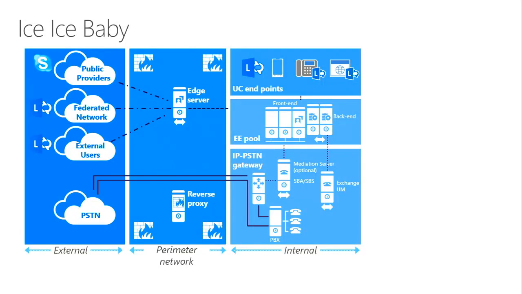You can see on the very left again, there is the external network. I have there my public providers, Skype. I have my federated users, my remote users. Then I have a perimeter network. And then on the very right side, I have my internal network, internal endpoints, my front-end pool, and my PSTN components.